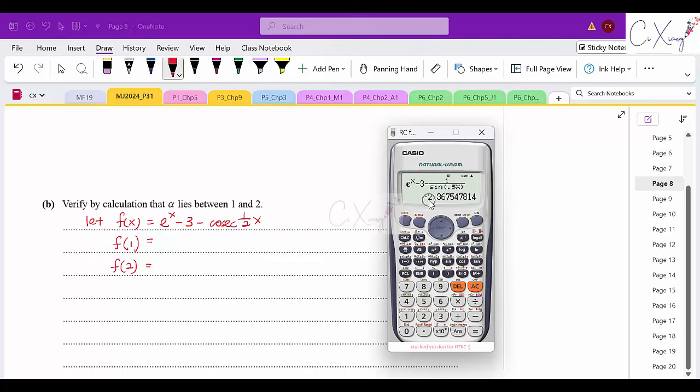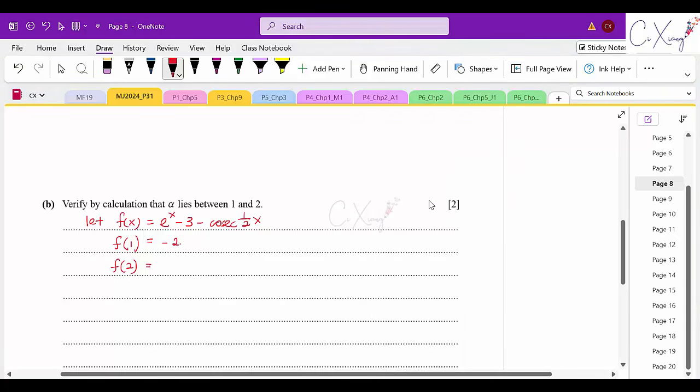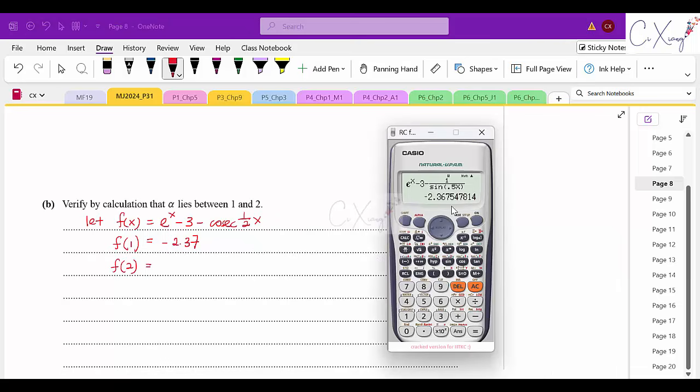So it gives you this particular value, which is negative 2.37. So I put in the value first, negative 2.37. Then after that, I want to substitute the value 2 into my function here. So I press calculate again, then input the value 2, press the equal sign, and now I get 3.20.